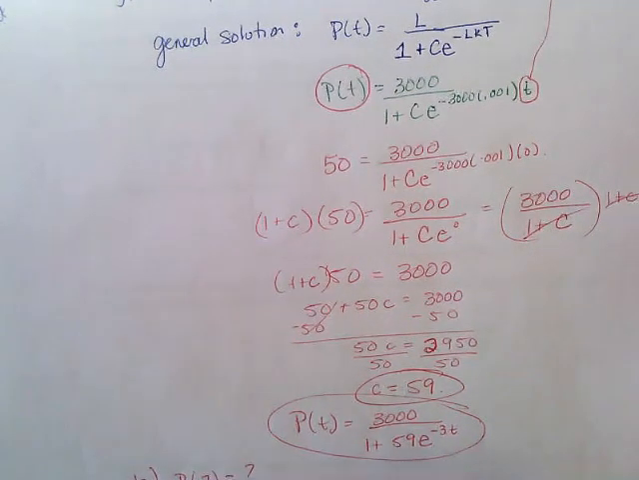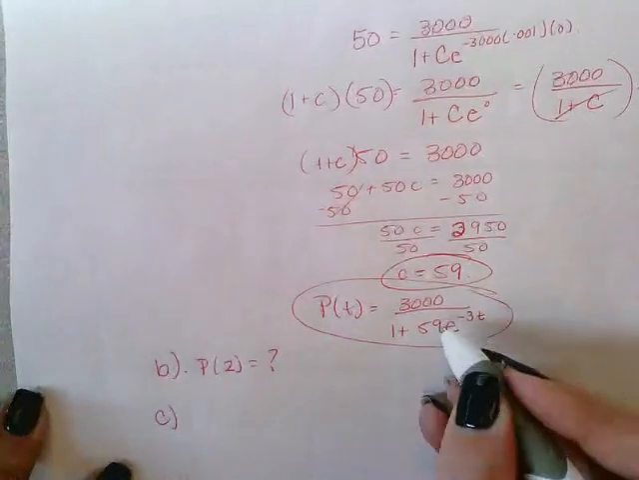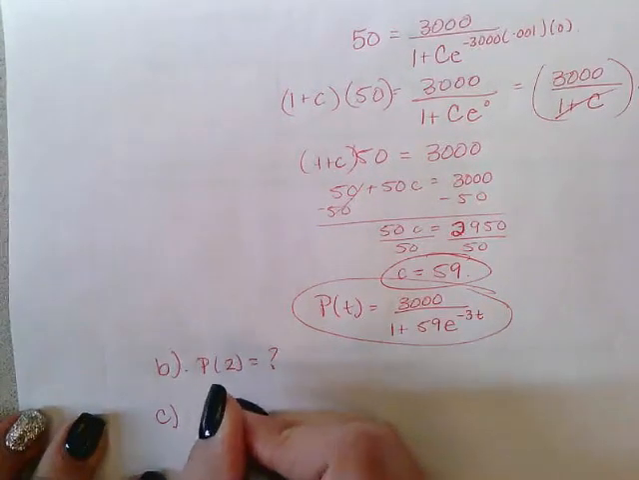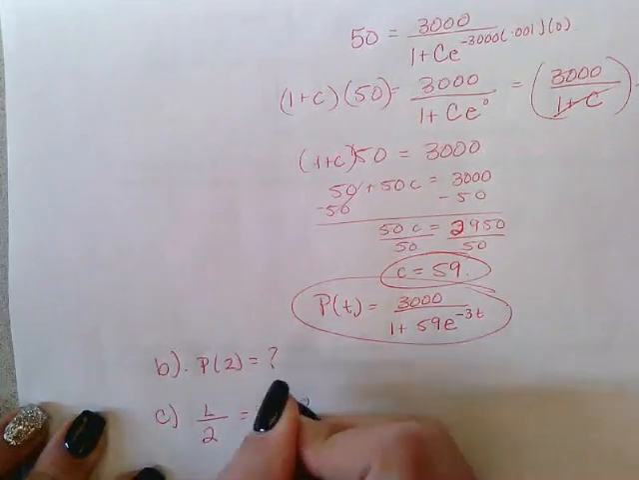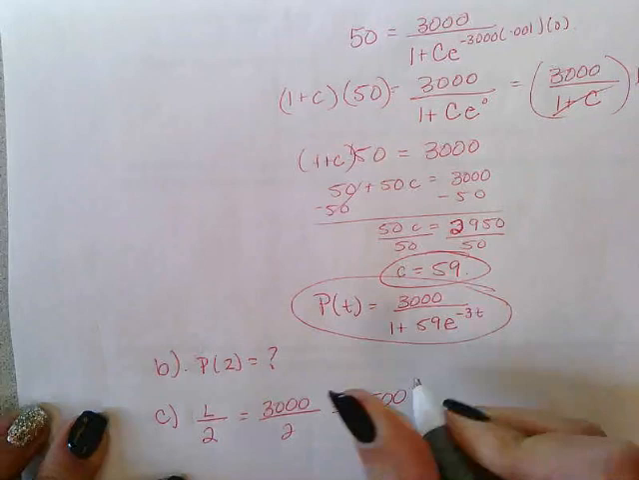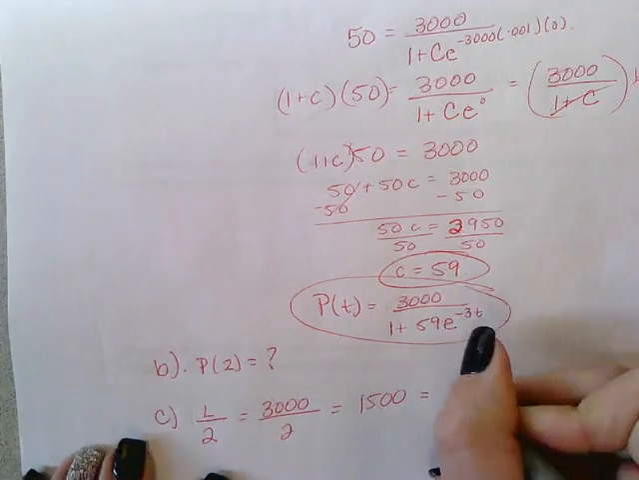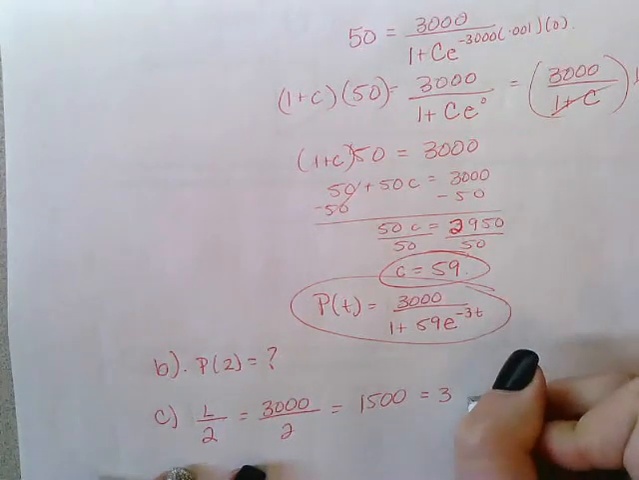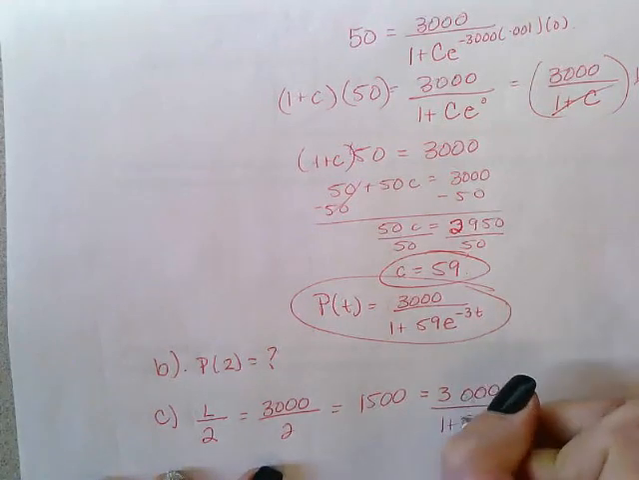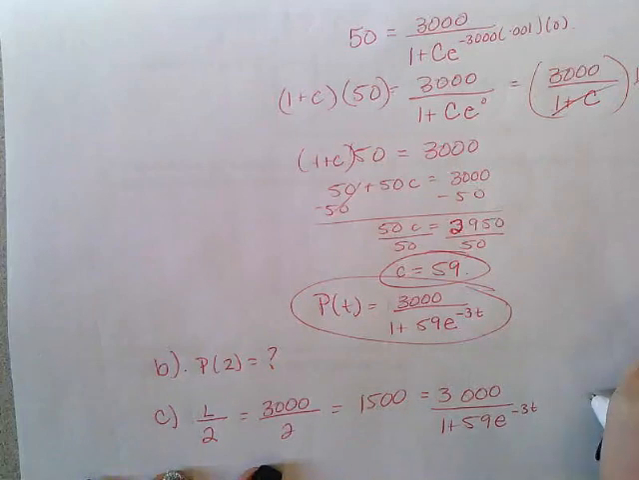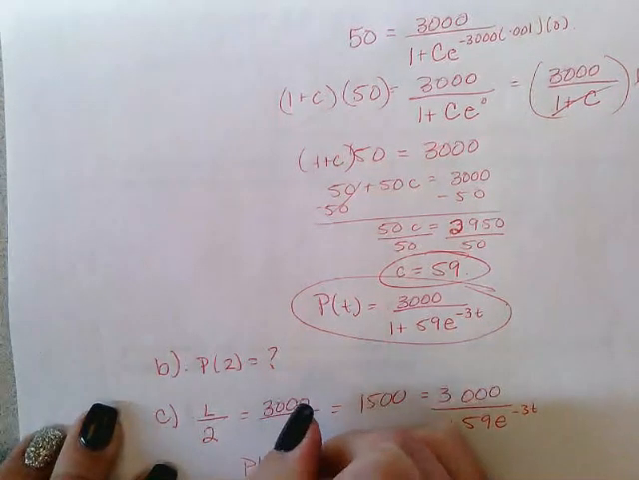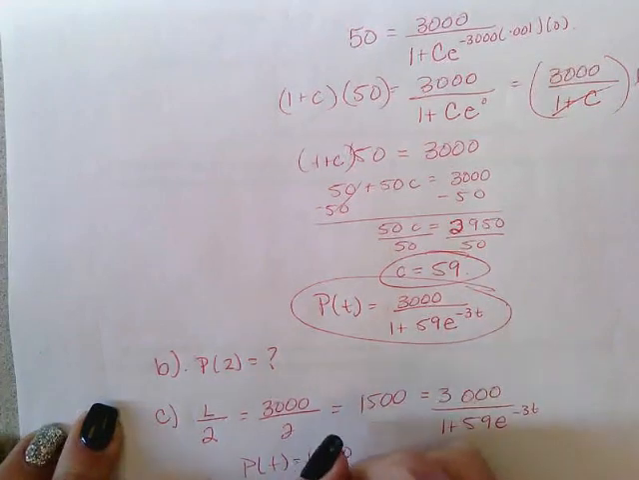And part C says, use your solution to A to find the number of days that have occurred when the flu is spreading the fastest. So when is the flu spreading the fastest? Let's look at this part. Remember, if this is L, the flu is spreading the fastest at L divided by 2, which is 1,500. So the question is, when P(t) is equal to 1,500, t is what?